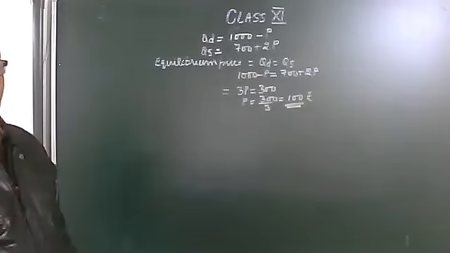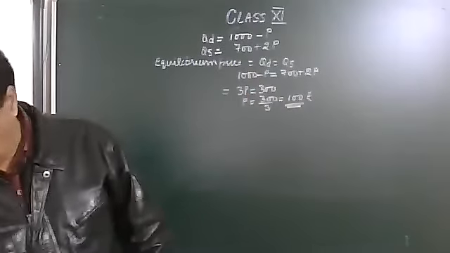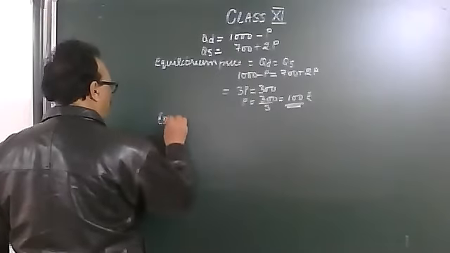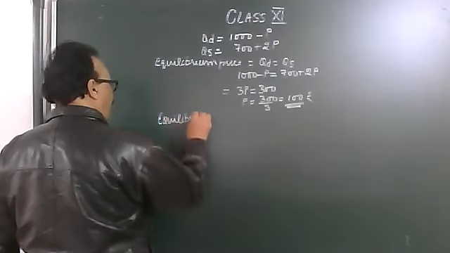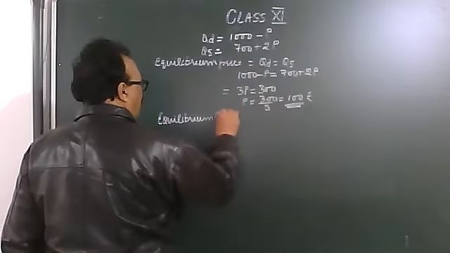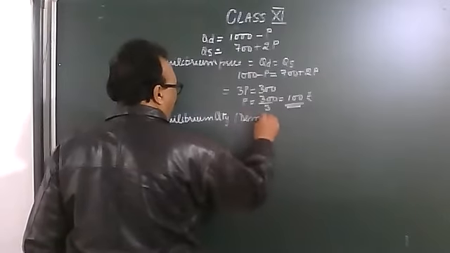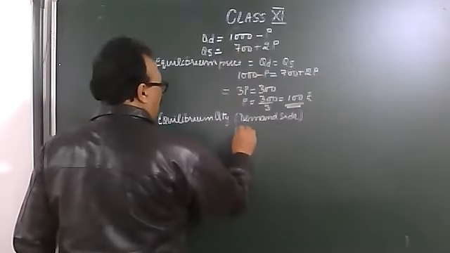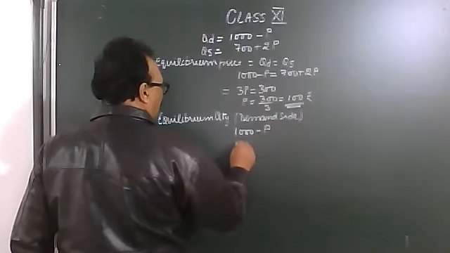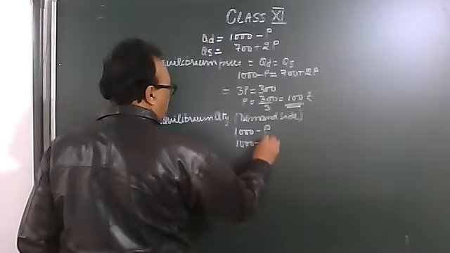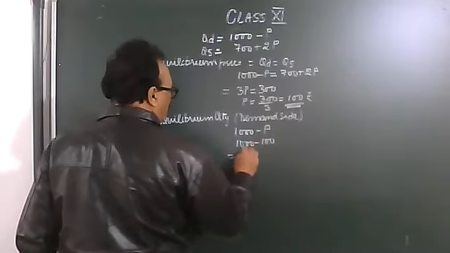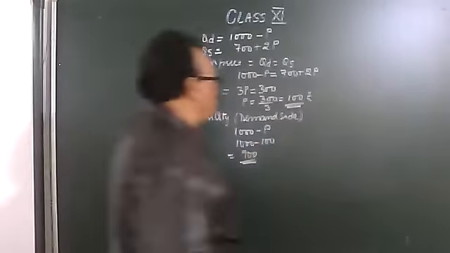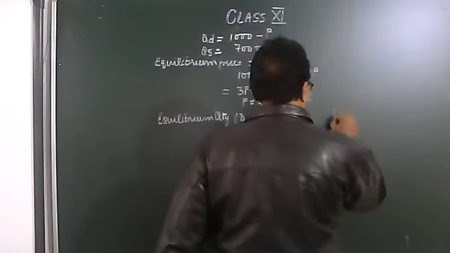100 rupees. Now what do we find? Equilibrium quantity. From the demand side, what is the demand? 1000 minus P. That is 1000 minus 100, that is equal to 900 from the demand side. Let us go to the supply side.